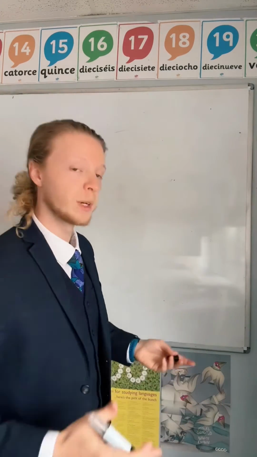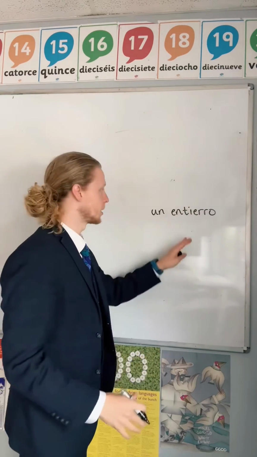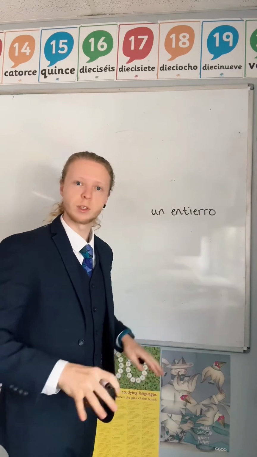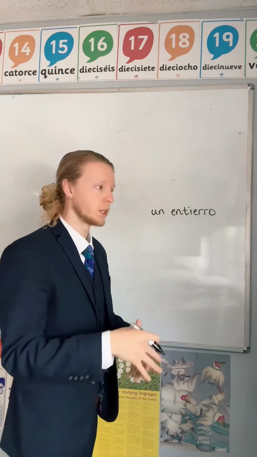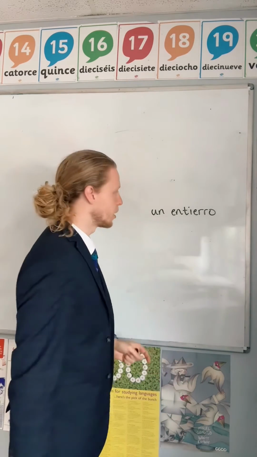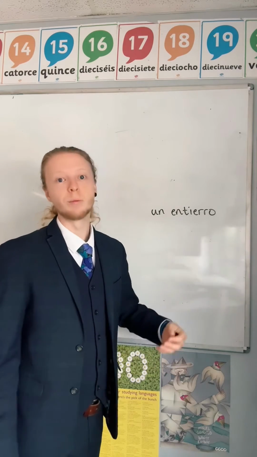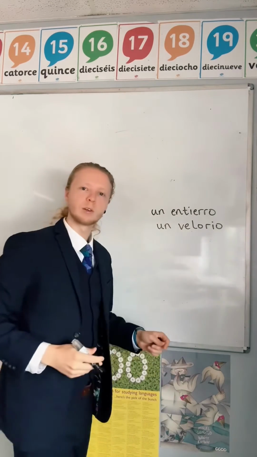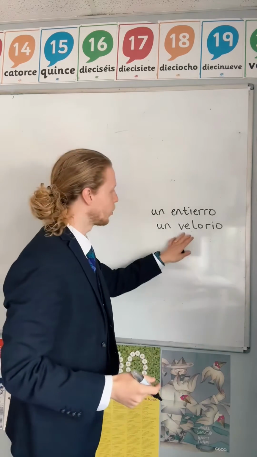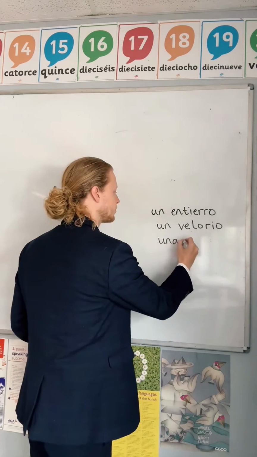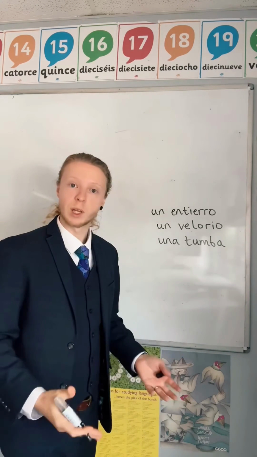When someone dies, normally there is un entierro. Un entierro is a burial. Now, la tierra is the earth, the soil. So entierro kind of makes sense. You're interring them. You're putting them into the earth, un entierro. And often, in many cultures, there's then un velorio. Un velorio is a wake, and velas are candles. You might have lots of candles at a wake. Una tumba is like a grave or a tomb.